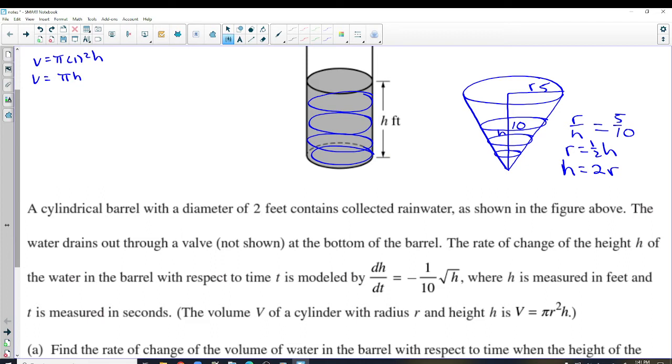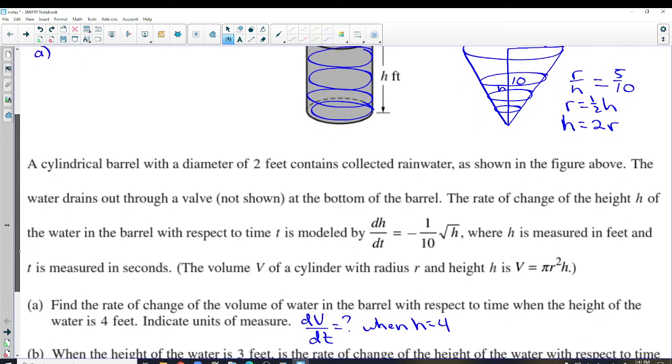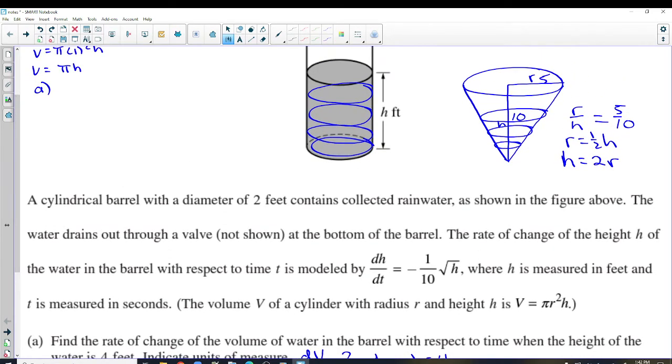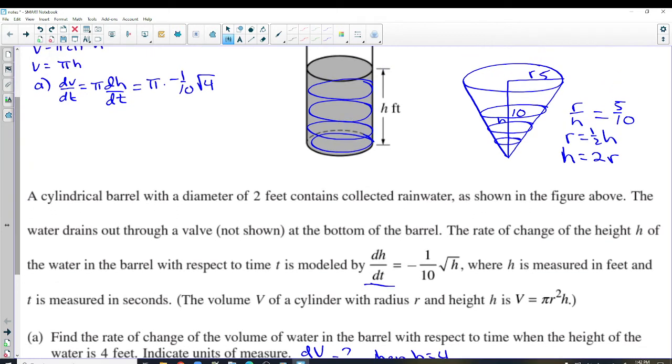All right, where are we? We're on letter A. We want dV/dt when h is equal to 4. Oh, and we have dh/dt here. So let's take the derivative of this: dV/dt, with respect to t, is equal to pi dh/dt. And they tell us that h is 4. But we know what dh/dt is. It happens to be this little expression. So we have pi times negative 1/10 square root of 4, because it says when h is equal to 4.